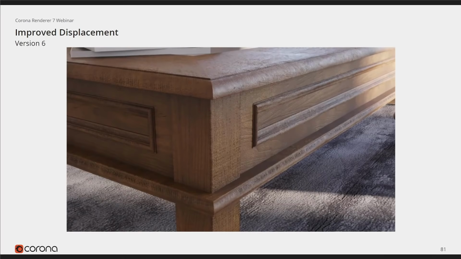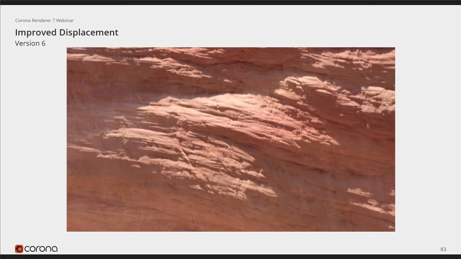Now, as far as the displacement goes, this is how this particular scene rendered in version 6. And if we switch to the version 7 slide, you can see how we're getting a lot less artifacting happening. And so that's a pretty nifty improvement right there. But then here's a bit of a more noticeable example.